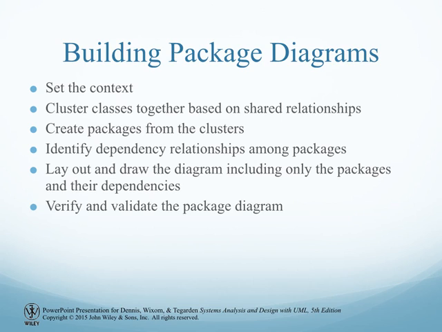Put a bunch of classes together based on whichever relationship you're worried about. Then create packages from those groups that you've thrown together. Those groups, you're not actually going to put in the package diagram. The only thing you're going to be putting in the diagram are the packages themselves. So the first four steps are just you looking at all of your other classes, all of your other diagrams, and clustering them together yourself, whether it's on another piece of paper or something, whatever. But when you create the diagram, you're only including the packages and the dependencies that you identify. And then, just like everything else, verify and validate those packages.